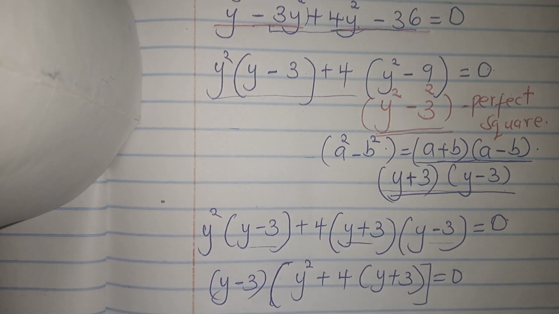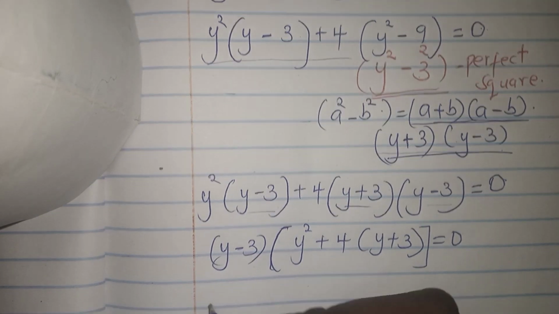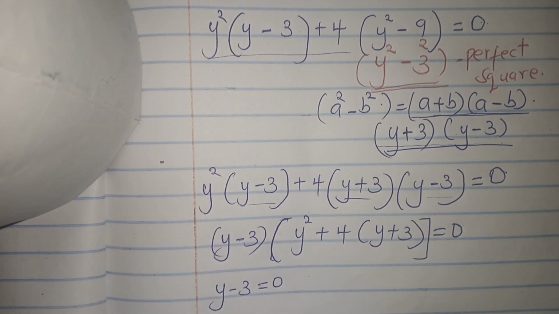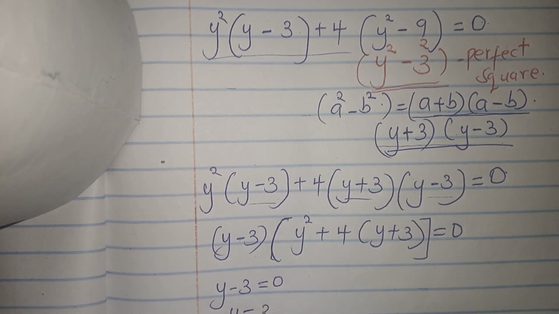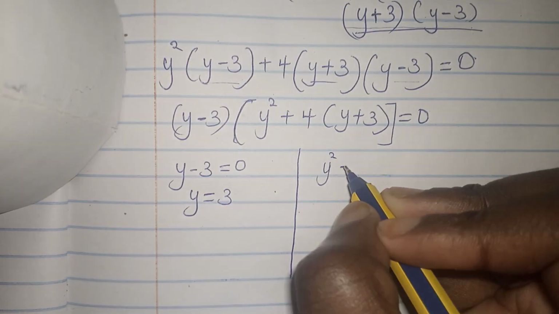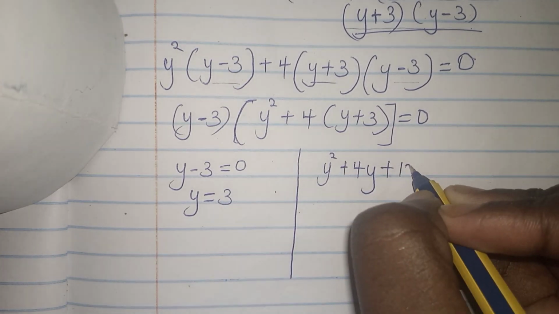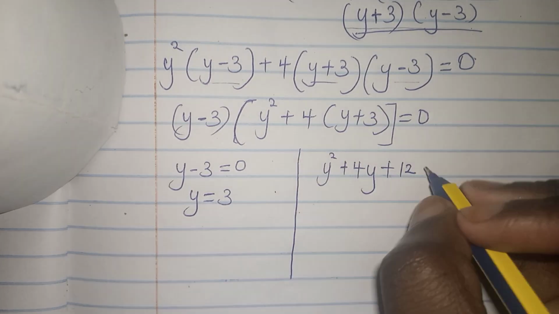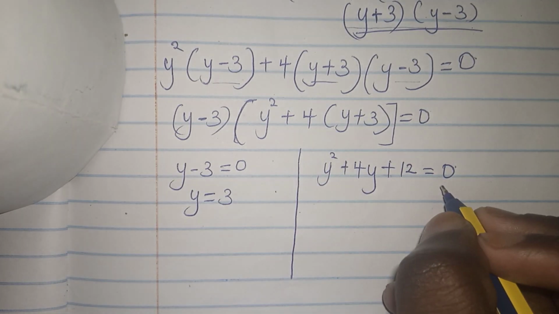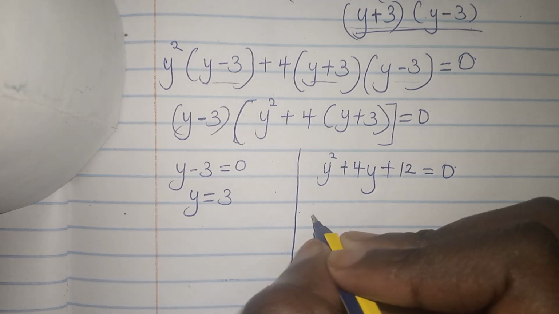Next step, I am taking y minus 3 and equating it with 0. So y minus 3 is equal to 0, so y is equal to 3. And on this side, y squared plus 4y plus 12, this is 4 times 3, is equal to 0. So this is a quadratic equation, and we are going to solve it using the quadratic formula.